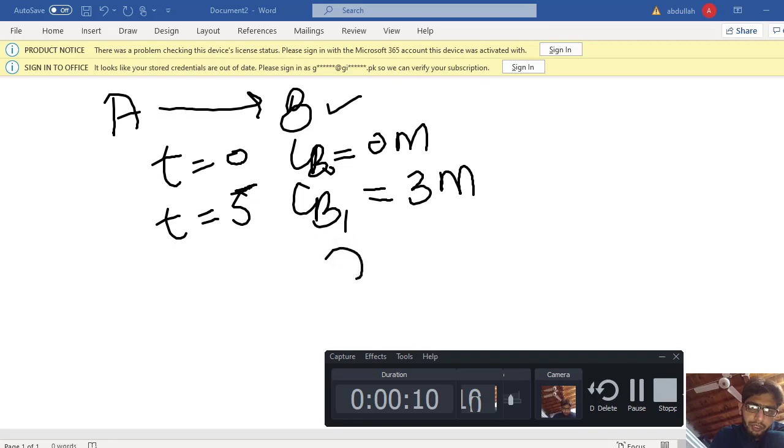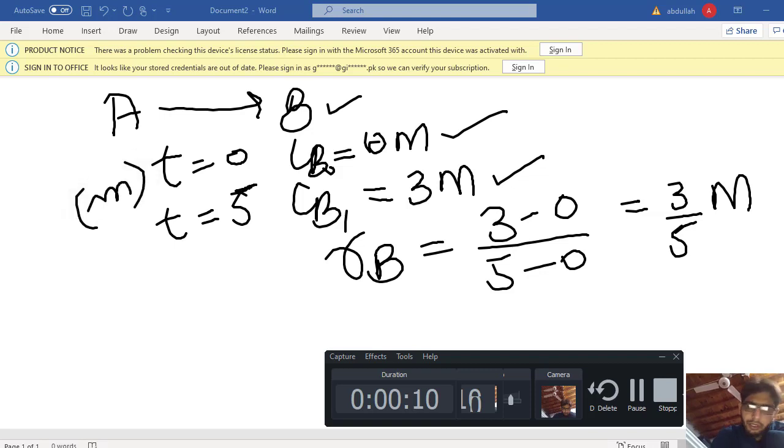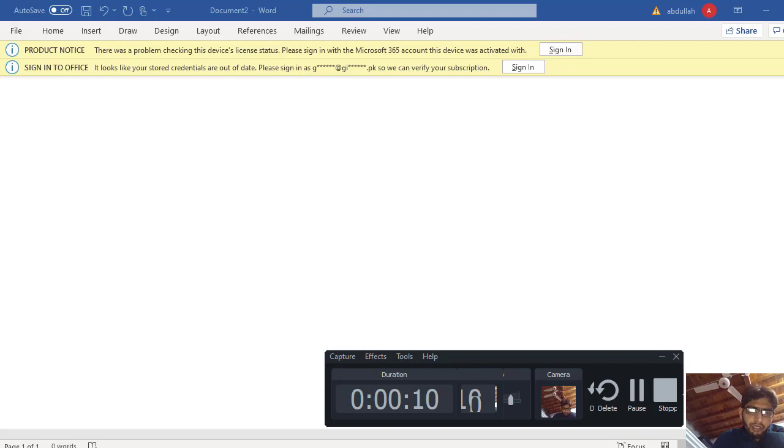So what will be the rate of this reaction in terms of component B? It will be the change in the concentration of B, which is 3 minus 0, divided by 5 minus 0, which is 3 divided by 5 molar. Suppose the time is in minutes, then it will be 3 divided by 5 molar per minute. So this is the simple relation. Now graphically we can also discuss this.